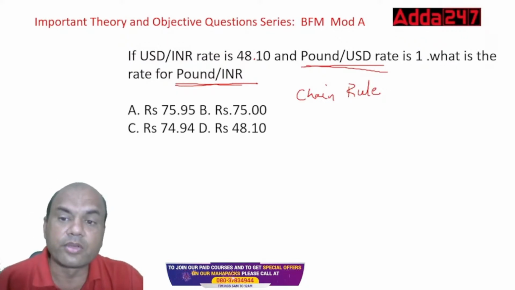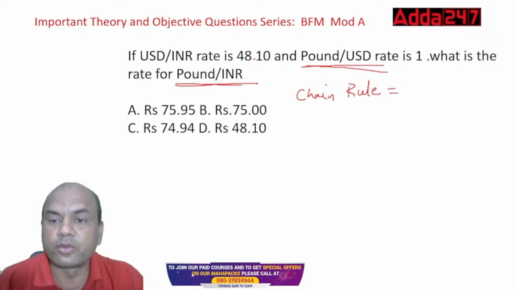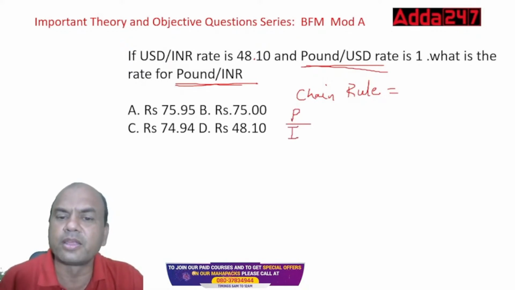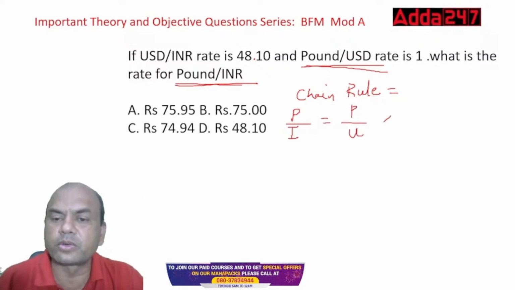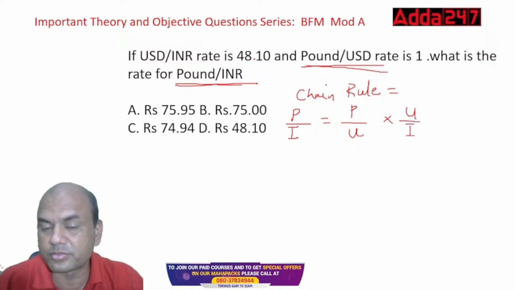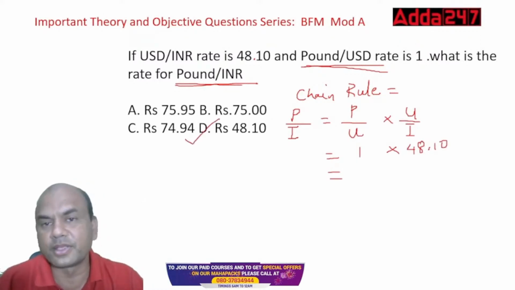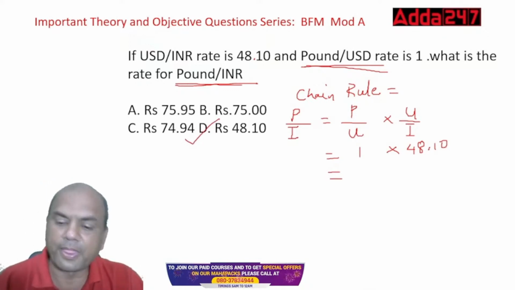What is the chain rule? We use it like this. You have pound to INR, I'll write it P to I. It will be pound to USD into USD to INR. Chain rule, you have studied this in your CAIIB also. So the pound to USD rate is 1, so keep it 1 only. USD to INR is 48.10. So the answer will be 1 into 48.10. So D is the answer. Simple one. Next one.